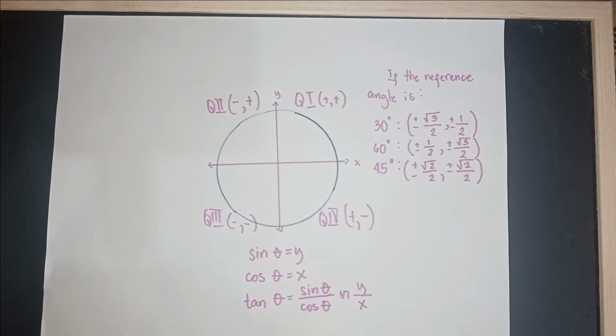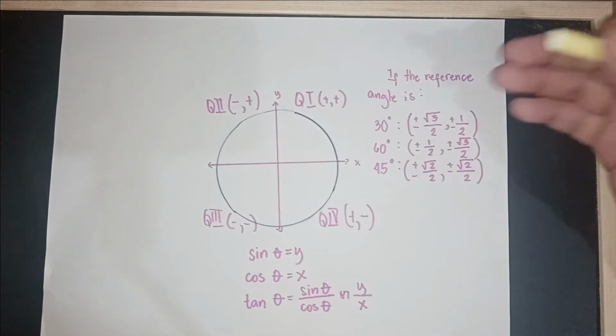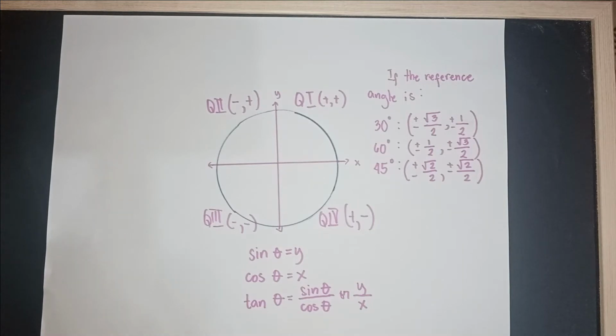Okay? Next, meron din akong ituturo sa inyong technique mga boss. Pag yung reference angle ng given angle is 30 degree, the point of intersection of its terminal side and the unit circle is either positive, negative, square root of 3 over 2, positive, negative, 1/2. So, depende na lang po yan yung sign ng kanilang coordinates kung saang quadrant na locate ang kanilang terminal side.